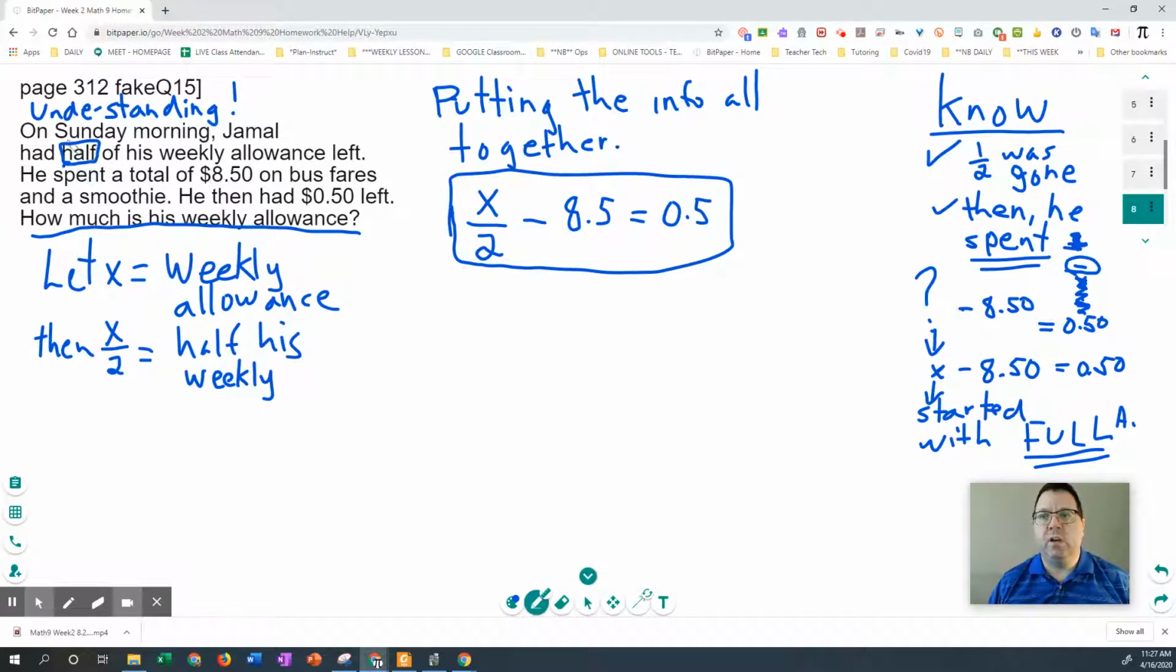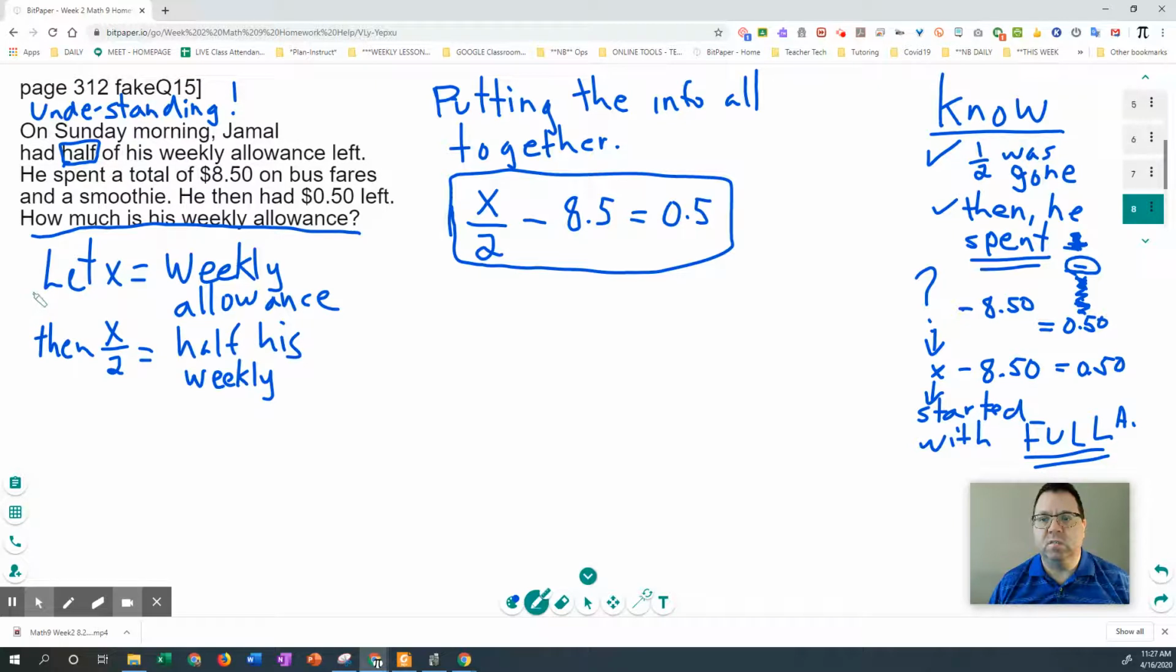So just to review again, on Sunday morning, Jamal had half his weekly allowance left. He spent a total of $8.50 on bus fares and a smoothie. I just made that up. And then he had 50 cents left. How much is his weekly allowance? Well, we always have to choose a let statement. Let X be representing his weekly allowance.